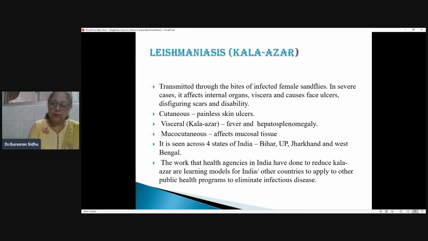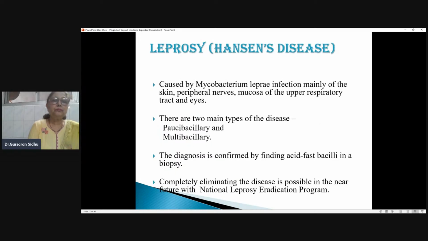In the cases of the migrant laborers which I diagnosed here in Punjab, I couldn't find the medication. I had to send the patient back to their parent state to get the treatment for leishmaniasis.